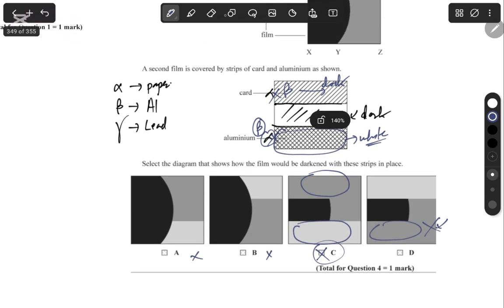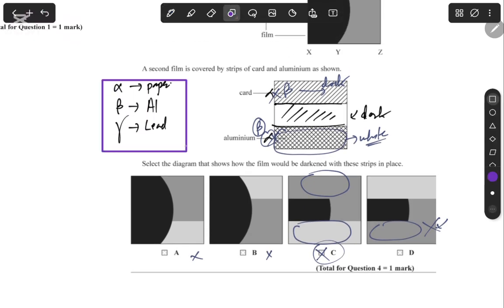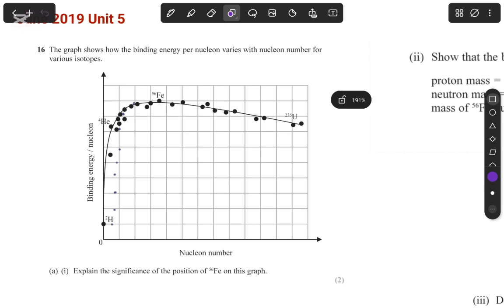So remember, to understand these three things, it's very important that you understand the penetrating ability and ionizing ability of alpha, beta, and gamma. Okay, next we have, let me just move this up.